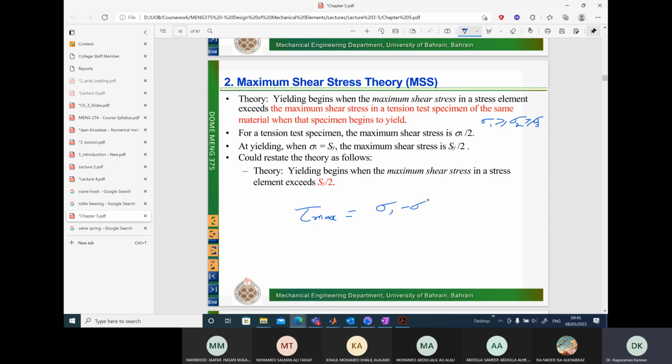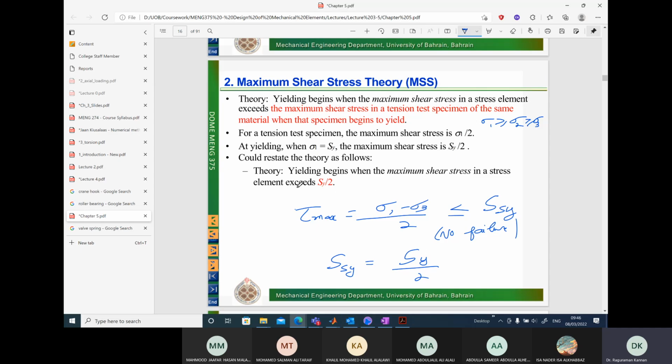Tau max we will calculate as sigma 1 minus sigma 3 over 2. And if this value is less than or equal to the shear yield strength, then no failure. So this is the no failure case. Otherwise, failure will take place. Usually the shear yield strength, SSY, is related to the yield strength in tension by this relationship, SY over 2. So that is what we have here.